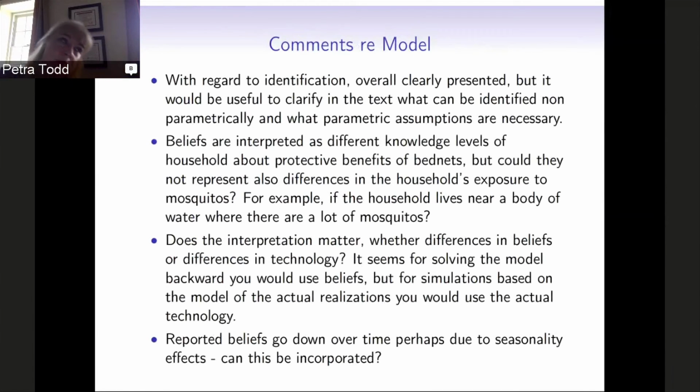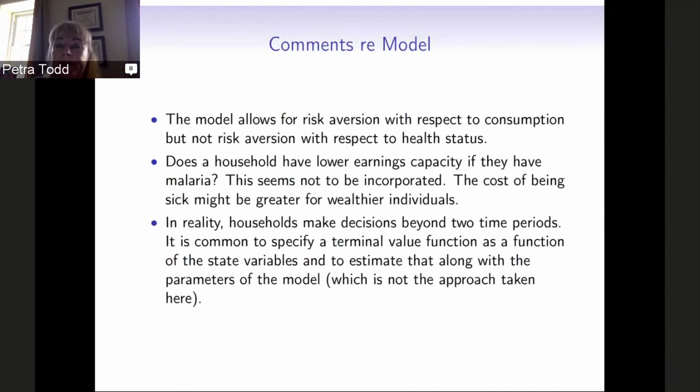Because it seems that it would matter for solving the model, because when the household solves the optimization problem, they would use their beliefs. But then when you actually do simulations based on the model, it seems you would actually use the true technology. Beliefs seem to just be modeled as beliefs, but I wondered whether you could allow for differences in technology. And then over time, it seems the beliefs about malaria exposure go down. There seem to maybe be seasonality effects that are discussed in the paper, but that didn't seem to be incorporated into the model. The model allows for risk aversion with respect to consumption, but I thought maybe you could also allow it with respect to health status.